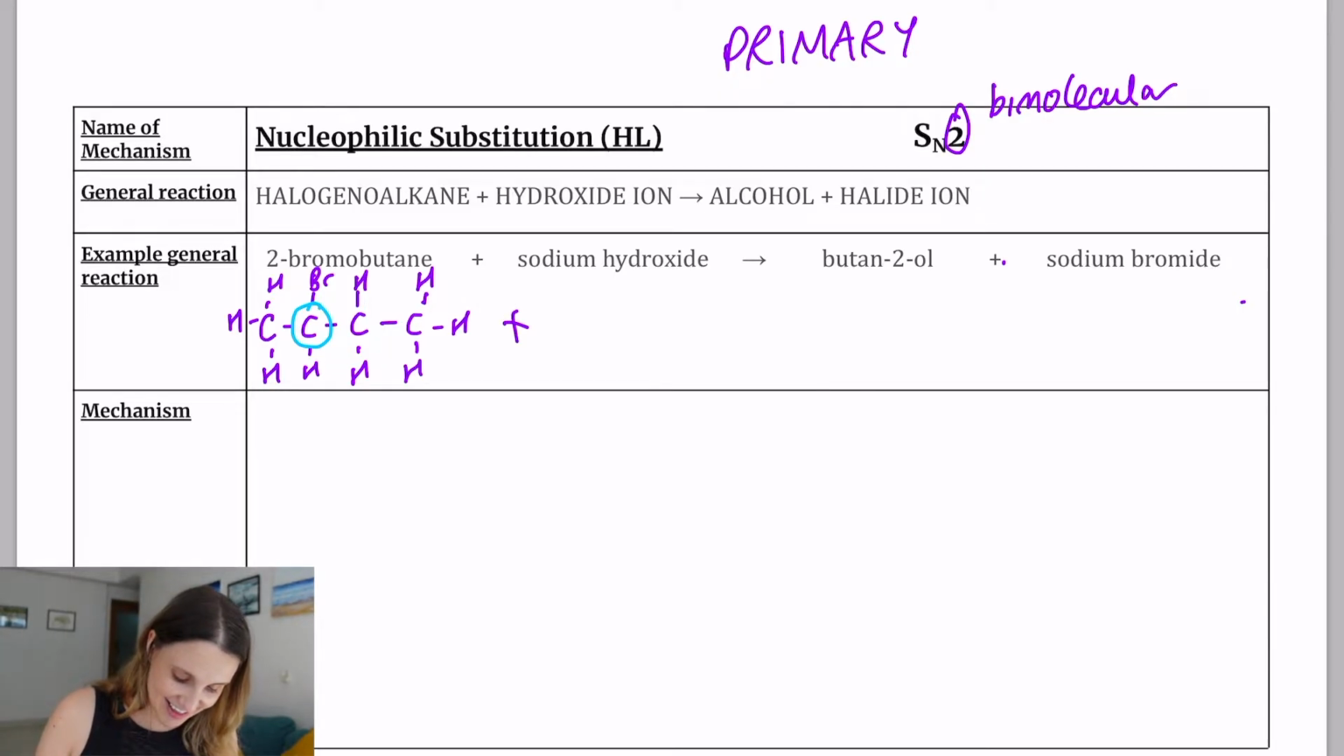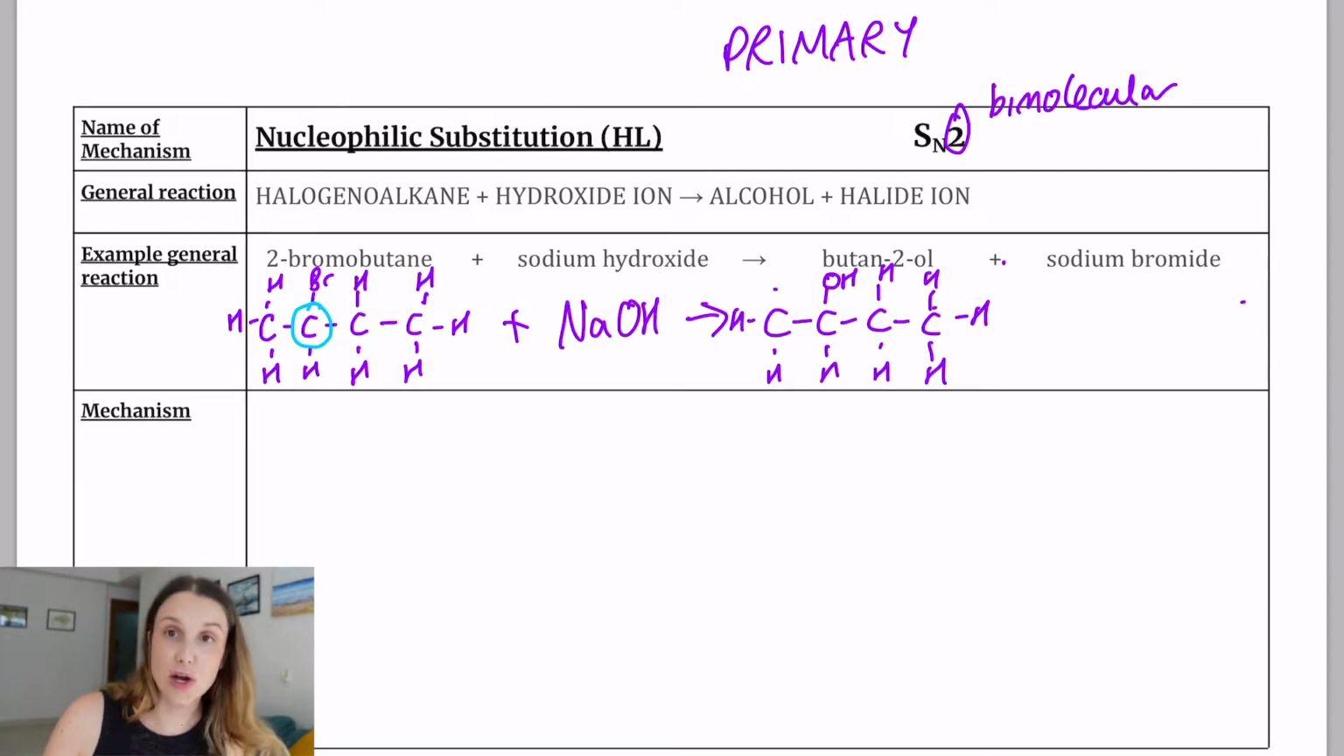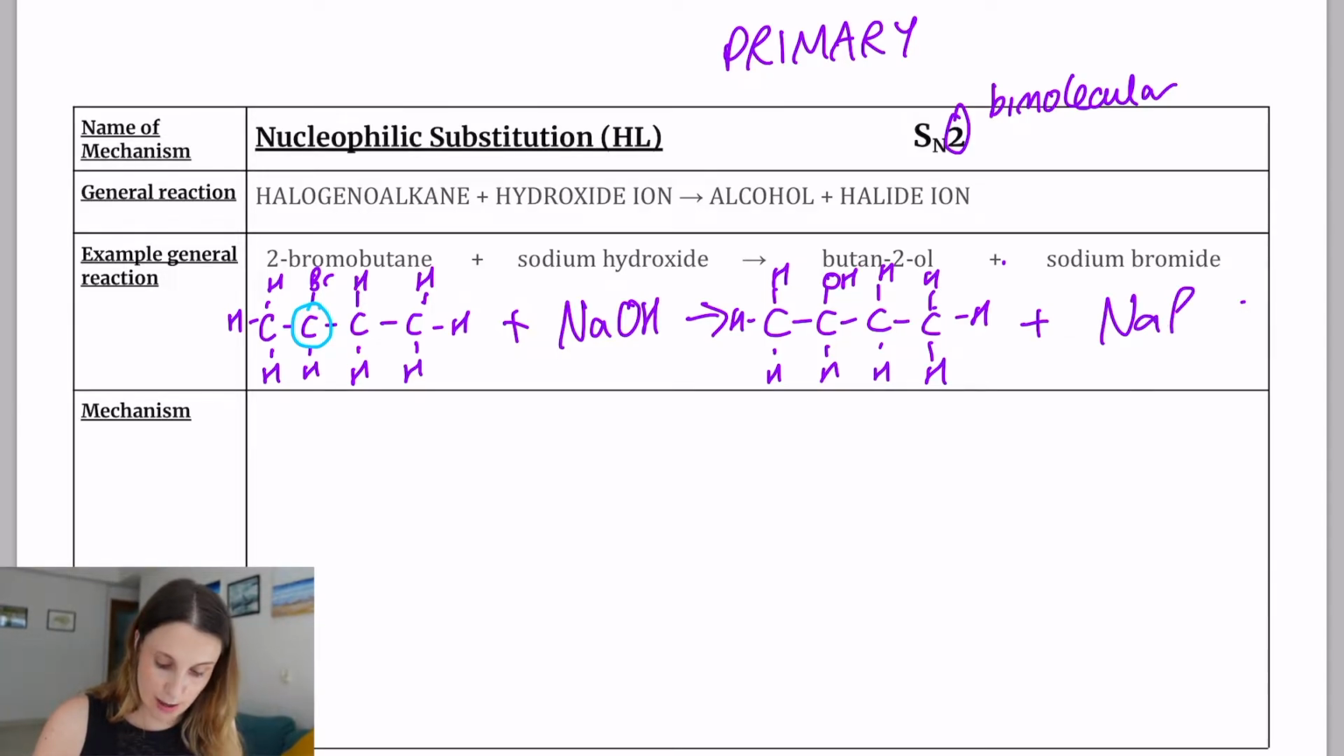This reacts with sodium hydroxide to make butan-2-ol. Again, that OH is just replacing the bromine, so it's going in position number 2. I'm going to fill the rest with hydrogens because nothing happened to these overall. And then we're getting sodium bromide as our byproduct, just like last time. All right, now let's look at the mechanism.